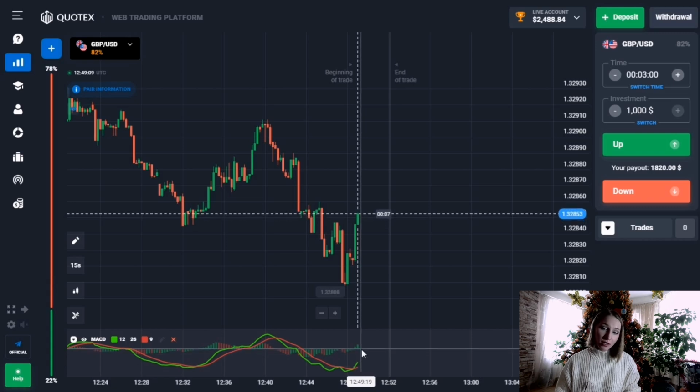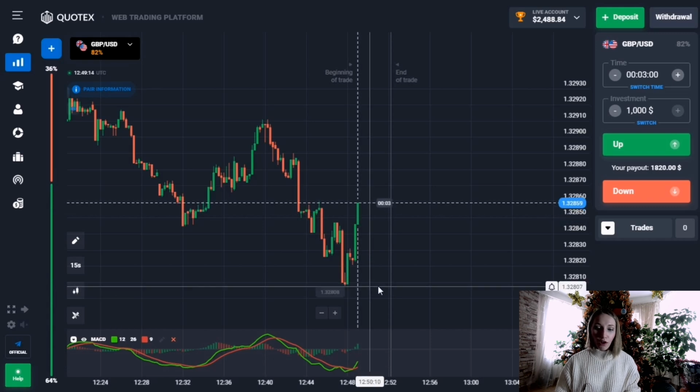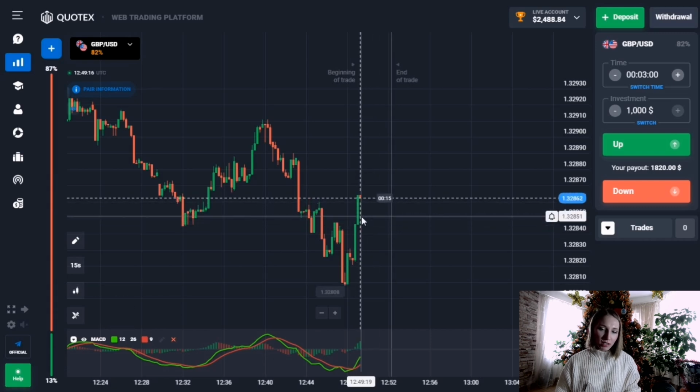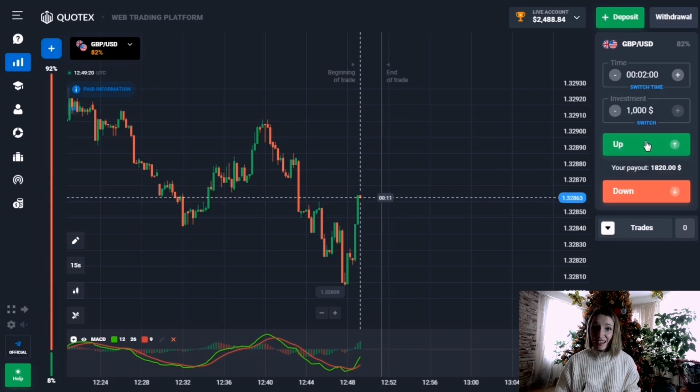Well, here we can see our indicator showed us that there is an entry point, and in the future the volumes will be growing, and also you can see the price is growing also. Let's open a trade with up for 2 minutes. I think this time will be quite enough here. So guys, let's check it.